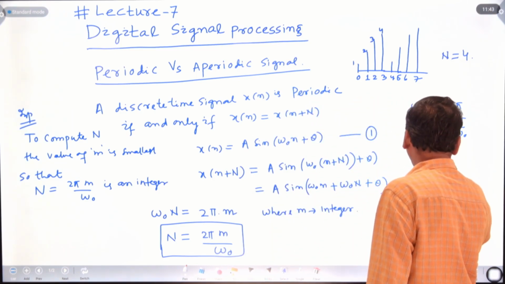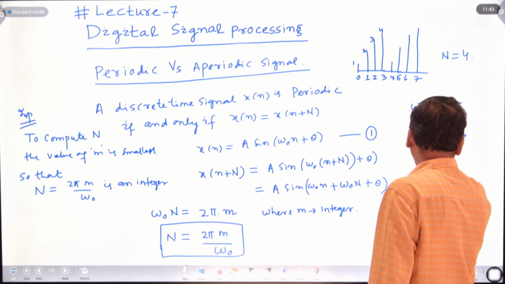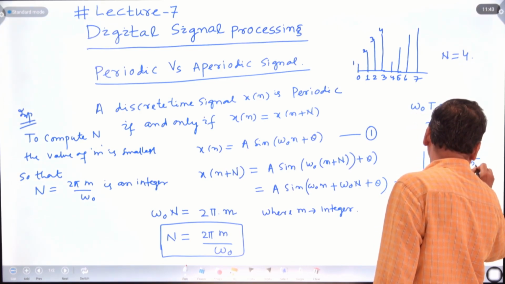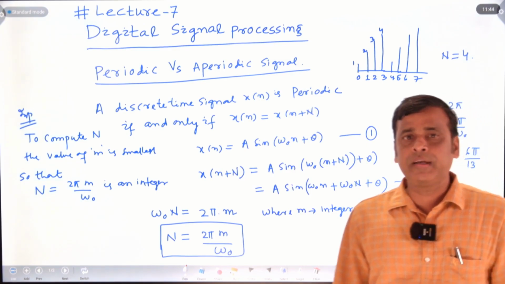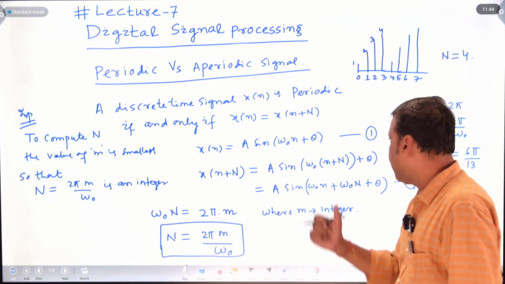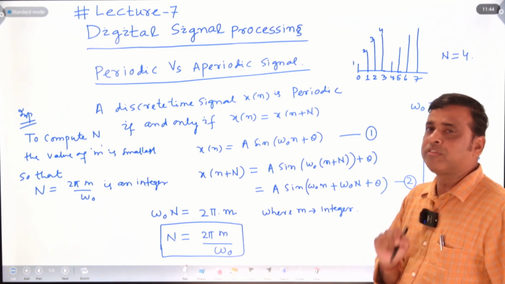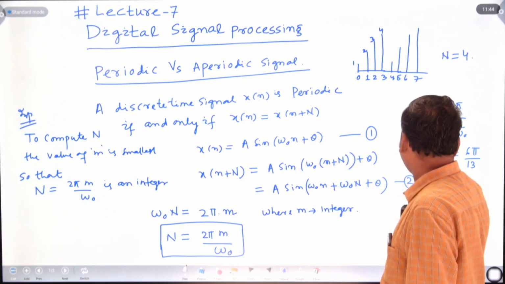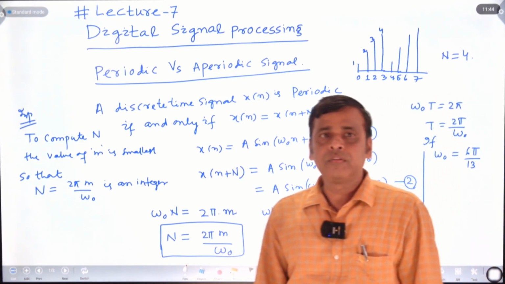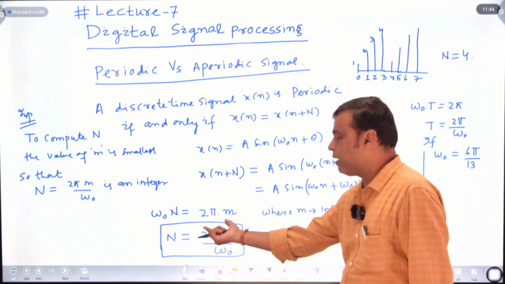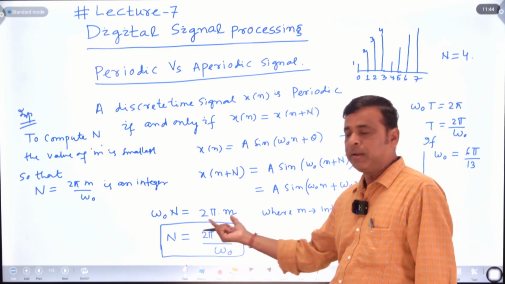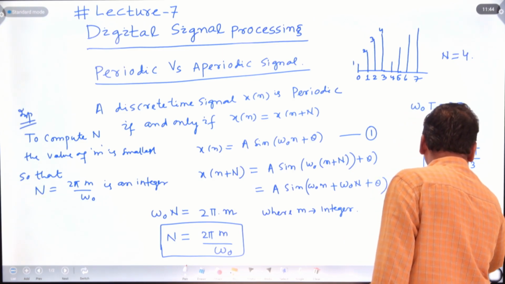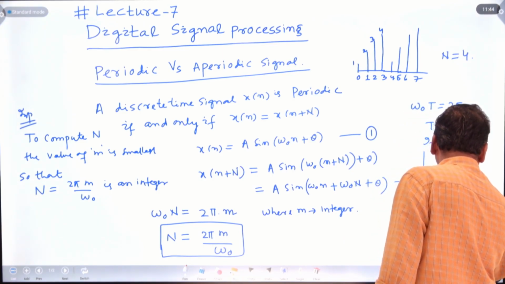Suppose omega 0 equal to 6 pi by 13. So how will you compute the value of N? Suppose a discrete time signal is given, and for that signal you confirm that omega 0 equal to 6 pi by 13. How will you calculate the fundamental period N? Our formula is N equal to 2 pi into m by omega naught.